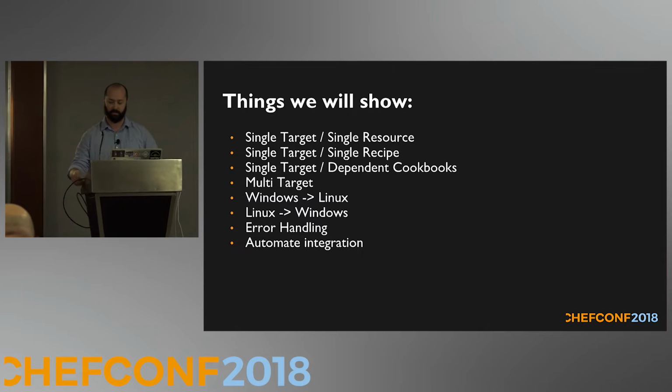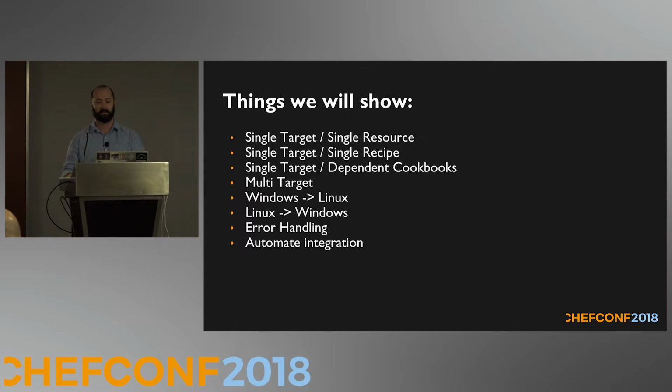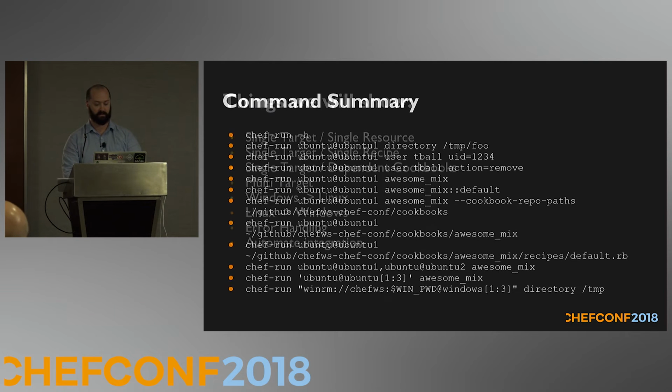We're going to cover some of the same stuff that Seth looked at. So we're going to look at a single target, single resource converge. We're going to do single target, single recipe. And then we'll do single target recipe converge, but involving some dependent cookbooks. Then we'll talk about multi-target, some Windows to Linux converges, as well as Linux to Windows converges. Throughout this, we'll talk about some of the error handling. And finally, we'll talk about how we're going to integrate with Automate.